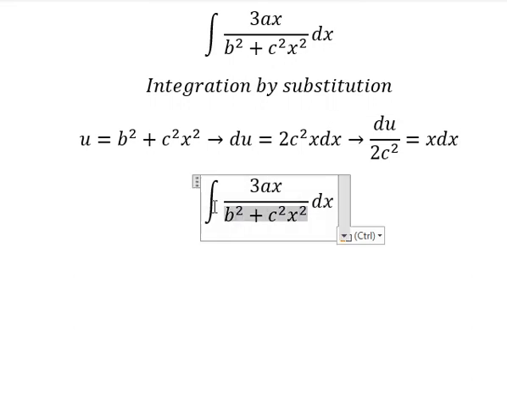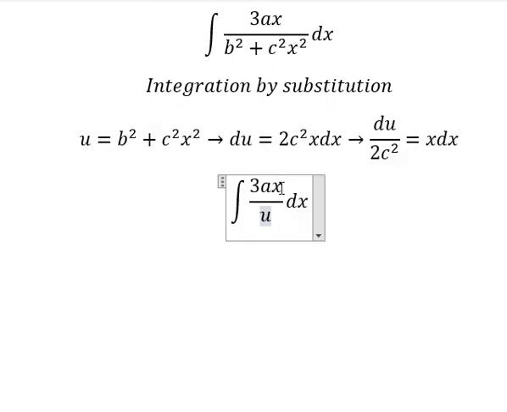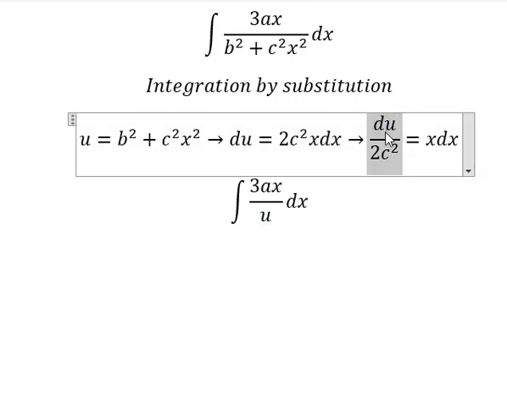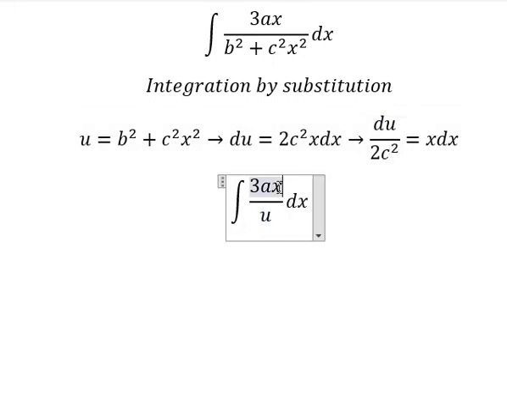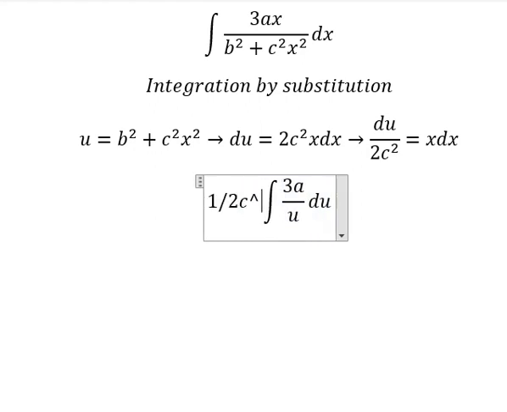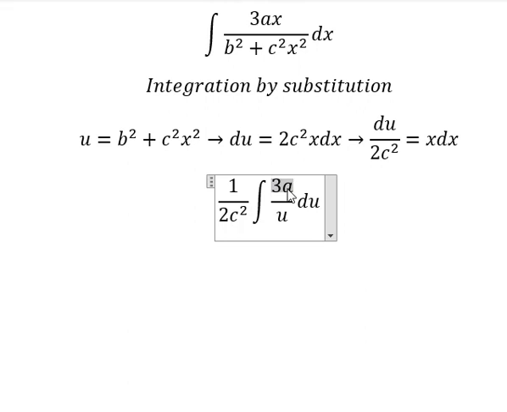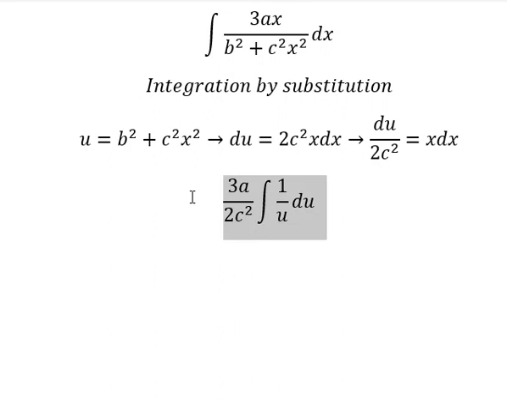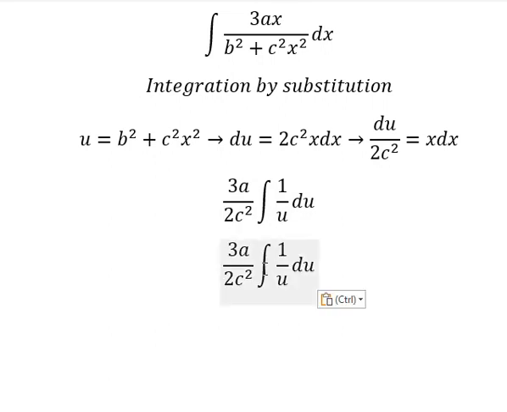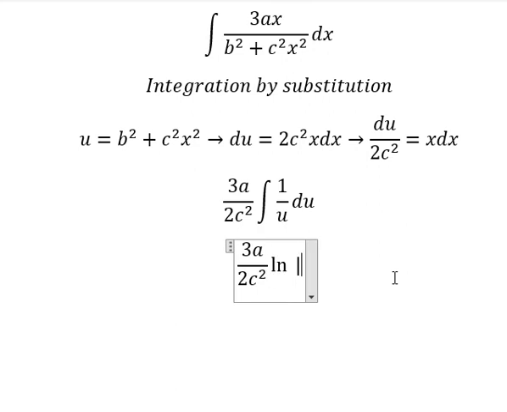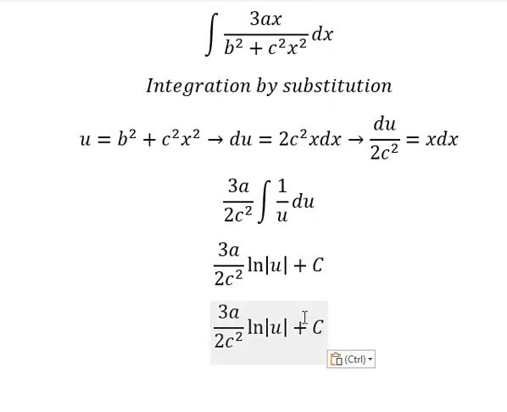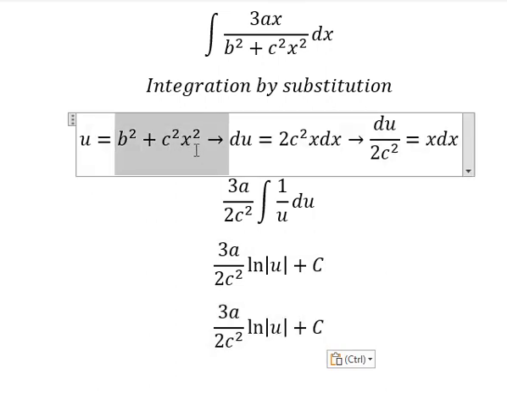So this one we change by u. The s we change by du over 2c squared. And 3a I will put outside. The integration of 1 over u, we have ln of the absolute value of u, and I will put c. About u, that is this one.